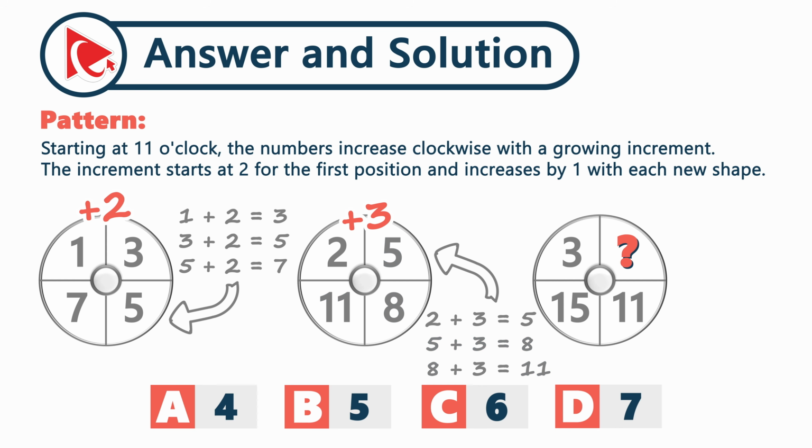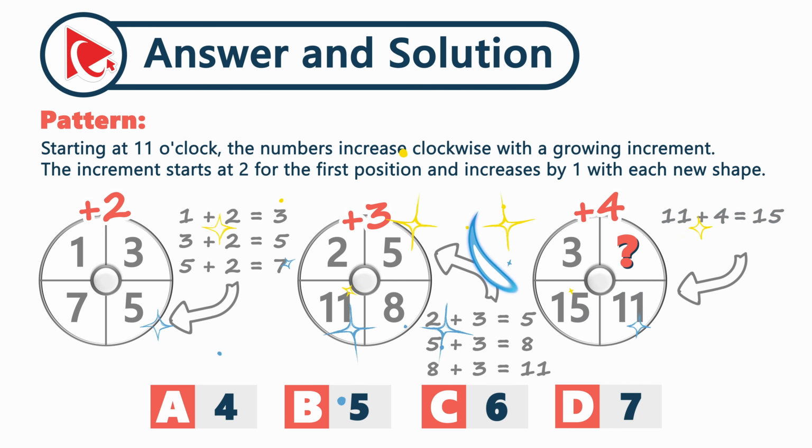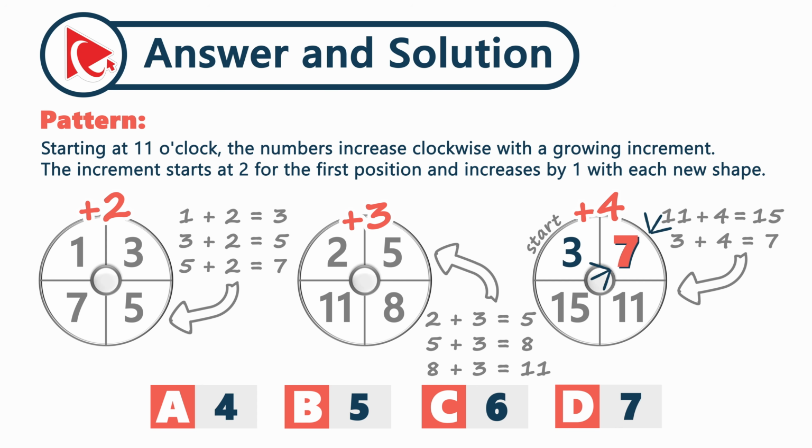The third shape is tricky. We can only confirm that the pattern with the increment is still valid. The new increment is 4. 11 plus 4 is 15. And that's represented by the bottom numbers. And guess what time it is now? It's the magic time to calculate the missing number. We start again at 11 o'clock. 3 plus 4 equals 7. So the correct answer here is choice D, 7.